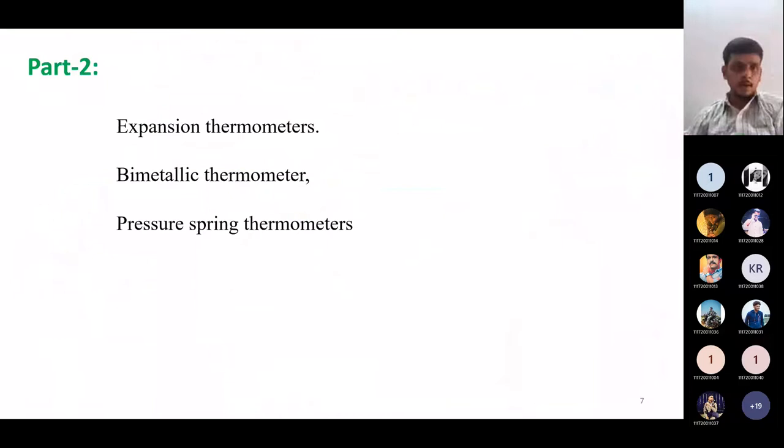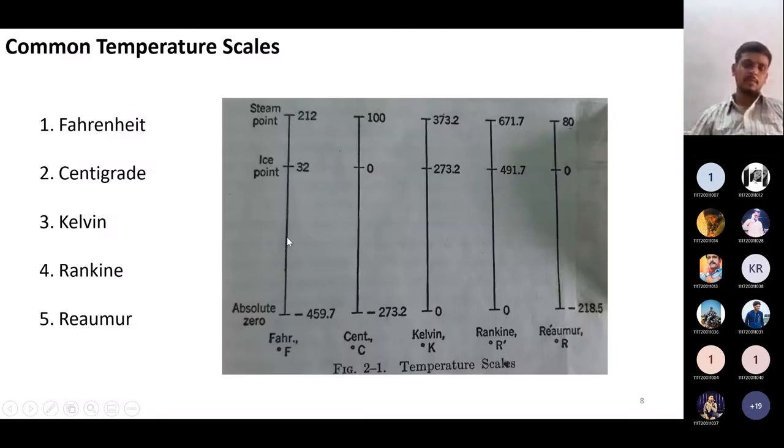Yes, so part two will be thermometers. There are 3 types of thermometers. All these are the expansion type of thermometers. The first one is the liquid expansion thermometer, and the mercury in glass thermometer is the example for that. The next one is the solid expansion thermometer, and the best example here is the bimetallic thermometer. The next one is the vapor or gas expansion thermometer, and the example of this is the pressure spring thermometer. That we will see in detail one by one.